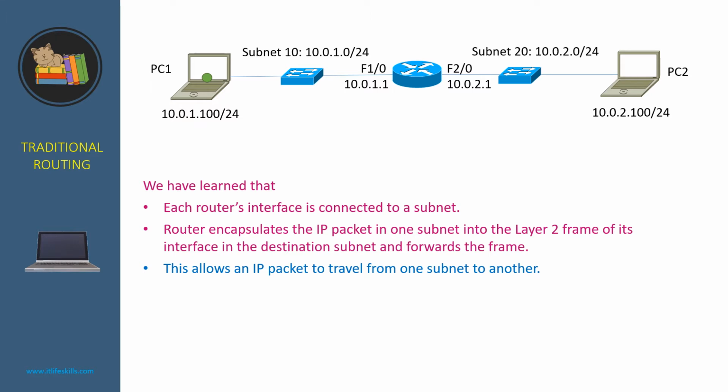packet into the layer 2 frame of its interface in the destination subnet and forwards the frame. For example, to forward an IP packet from subnet 10, the router needs to encapsulate the IP packet into the Ethernet frame and forwards the frame out of the outgoing interface F20. This allows an IP packet to travel from one subnet to another.